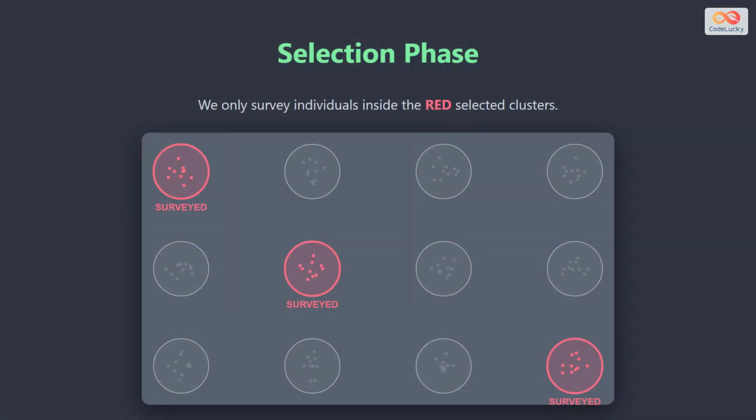Here is what the selection looks like. Out of all the possible groups, we have randomly picked the ones highlighted in red. If a cluster is not picked, we ignore it completely. If a cluster is picked, we survey everyone inside it. This is why it is called cluster sampling, because we select by the bunch.